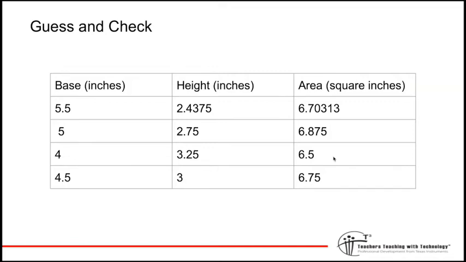So they decided that the base would be 5 and the height would be 2 3/4, and that the area would be 6,875,000 square units. So they were a very hardworking group, and I let them share first, and I'll show you why in a minute.